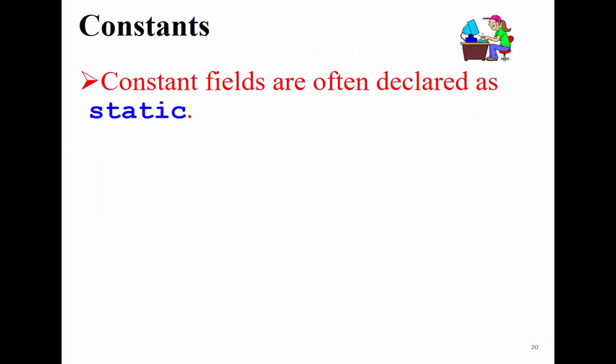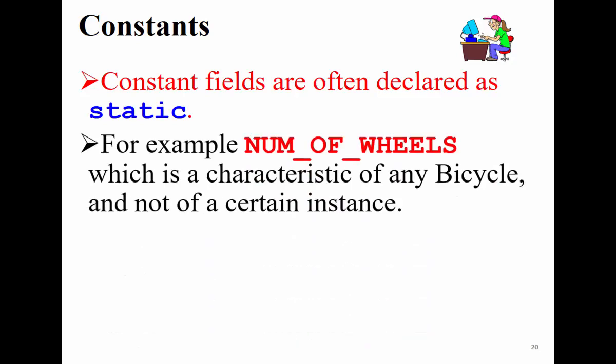Now, constant fields are normally defined as static. If you have a constant like what we saw in the previous slides, like an origin, it is a constant for all points in 2 dimensions. So if you have a point in 2 dimensions, the origin is fixed, 0, 0. So it's good to define the constant per class as static. So all the objects in this class will share the same constant.